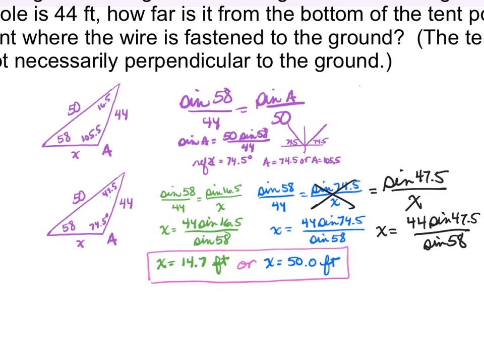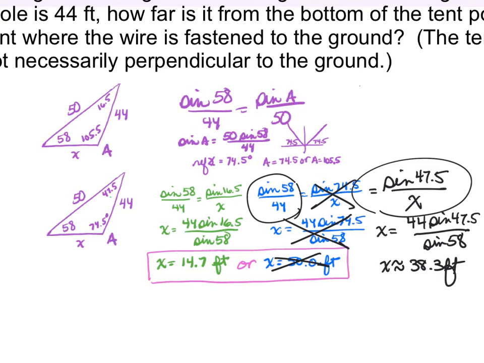So plugging that into my calculator, I find that x is approximately equal to 38.3 feet, not 50. This is incorrect as well. So be careful when you're solving. Oh, I don't like how I circled that. This part is equal to that. I chose the wrong angle.